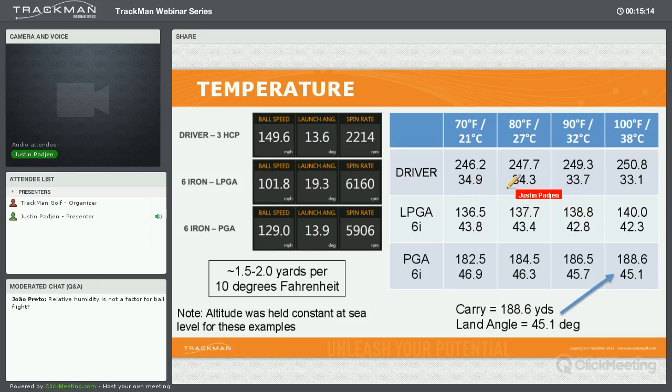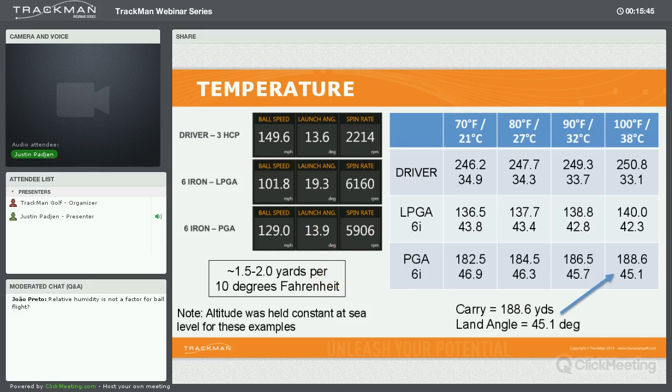And then you can also see the landing angles as well. So as the distance gets a little bit longer, the landing angle actually gets a little bit flatter. And then same thing for the PGA 6 iron here. And so maybe as a very rough rule of thumb, you're probably going to get roughly a yard and a half to 2 yards per 10 degrees of change when you're looking at it from the Fahrenheit scale.